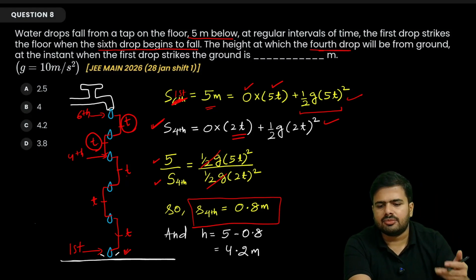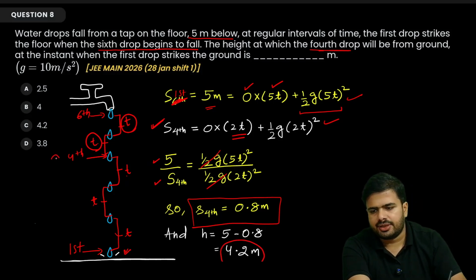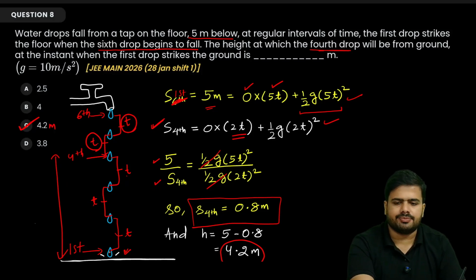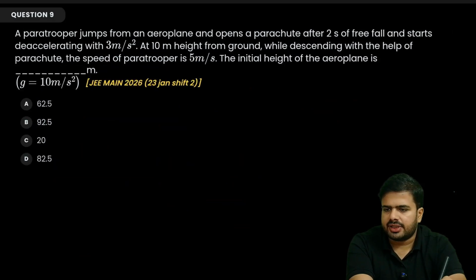Then from the ground, how much distance will it be? So we need to do 5 minus 0.8, because we need to find this height. This height will be 5 minus 0.8, so 4.2 meter will be the answer to this given question. Okay, then let's move on to the next question.